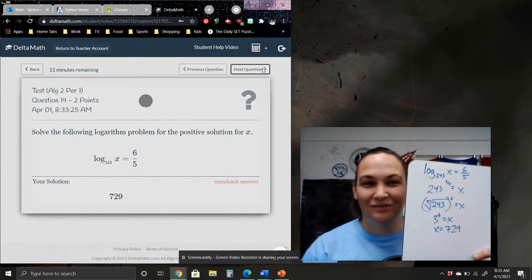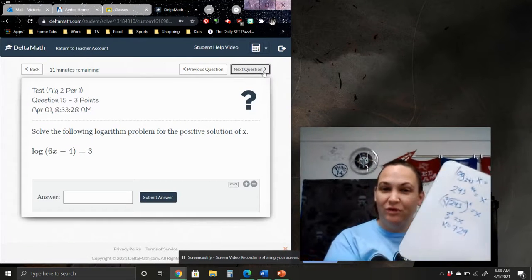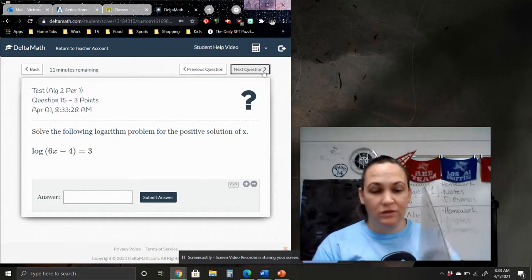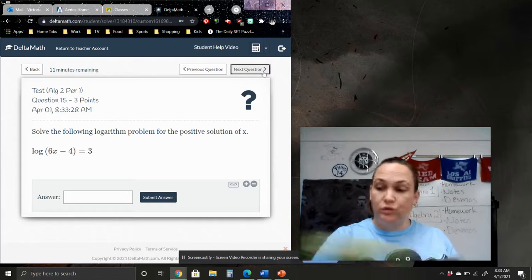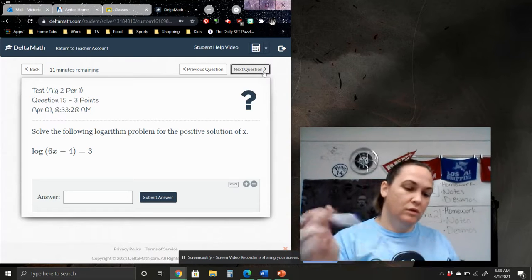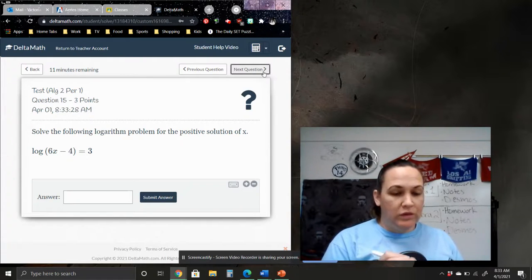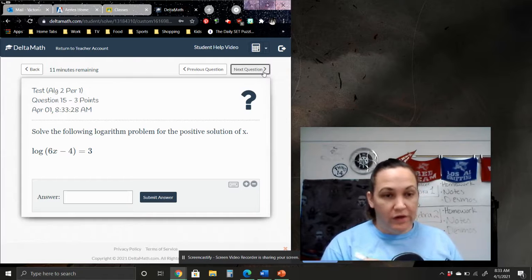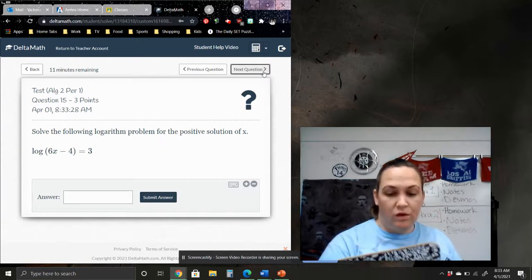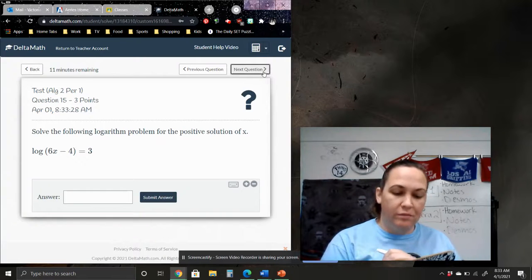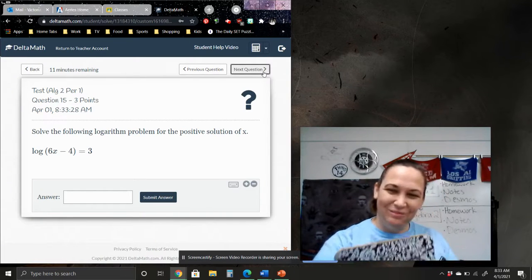Okay. I think we have 2 more problems. I think there were 16 problems on the quiz. So let's do this one. Now this one does not have a base on the log, so don't forget you're going to need to put a little 10 down there so that you can do this problem. I'm going to work this out on my whiteboard, and then I'll show you my answer.